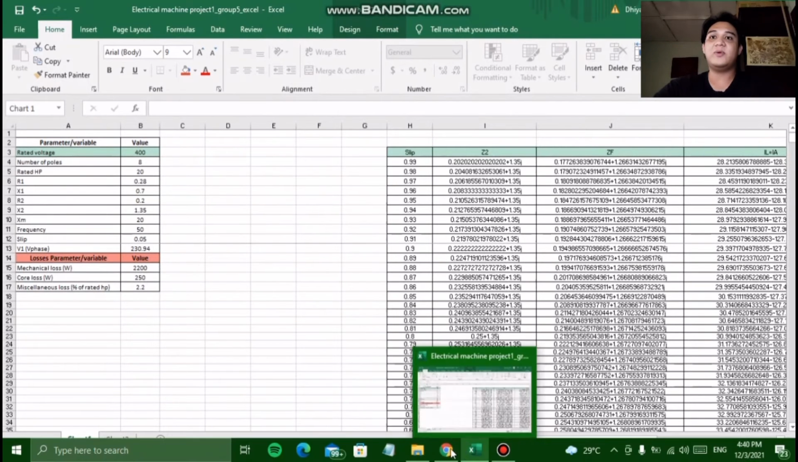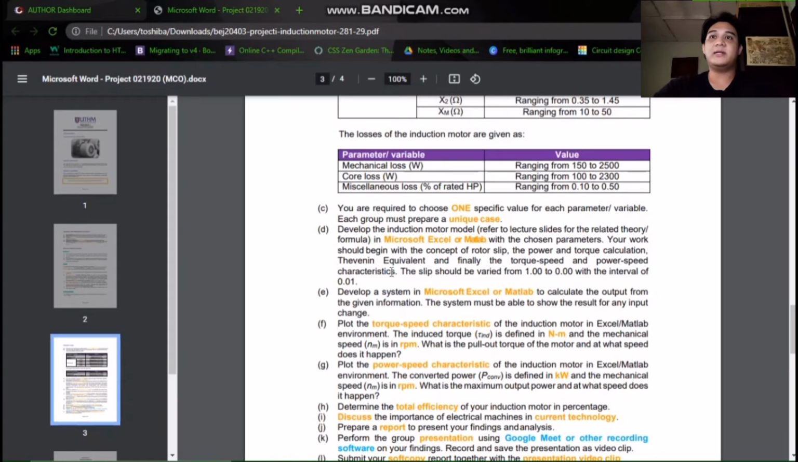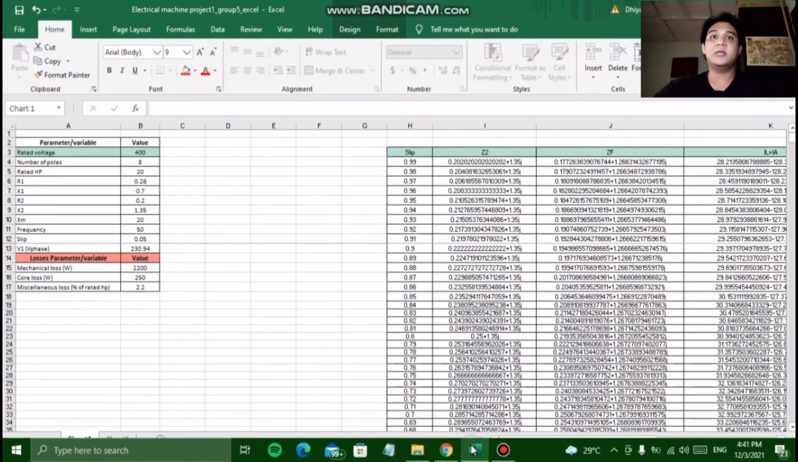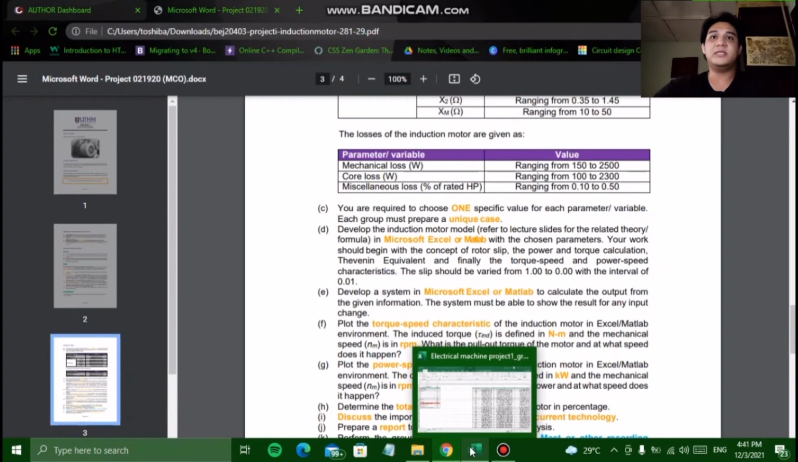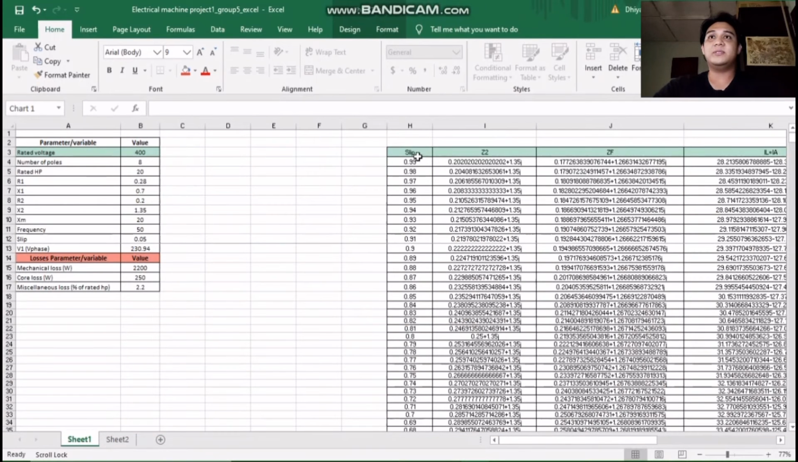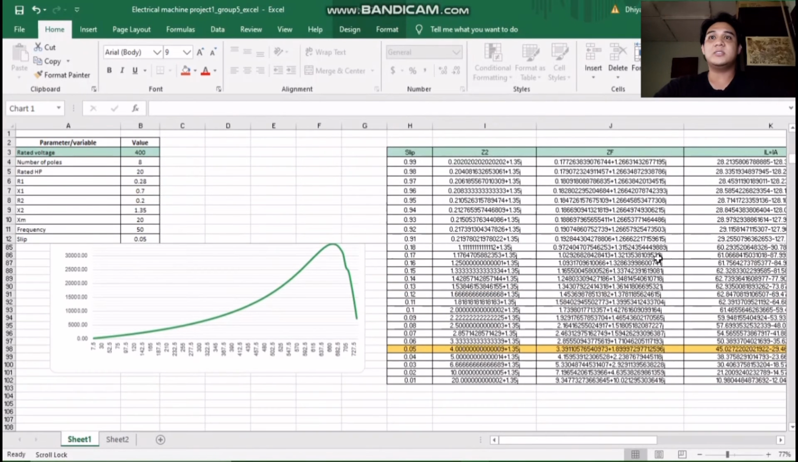Now I'm going to explain about the calculation in the Excel. So basically in Excel we have to develop the induction motor model. The slip should be varied from 1 to 0.0, at an interval of 0.01. So basically the system must be able to show the result for any input that changes. So we put the slip 0.99 until 0.01, and for our project we use 0.05.